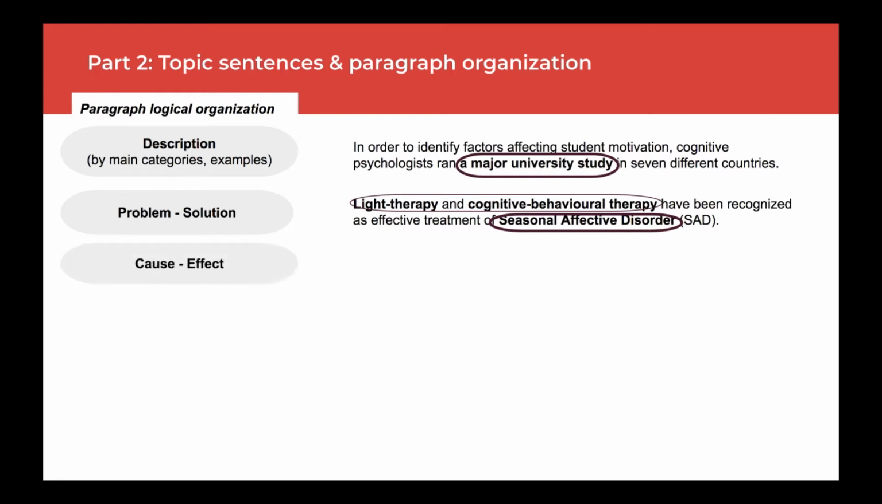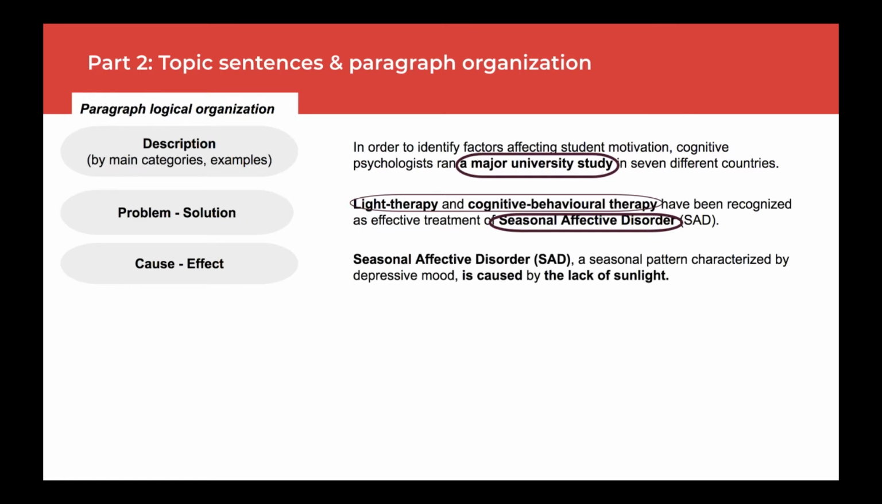The next one is cause-effect. Cause-effect is a very common one, yet sometimes it's very difficult to recognize, and you should be looking for some verbs that are typical for a cause-effect relationship. Let's look at an example. Again, we are here with the seasonal affective disorder, which is a seasonal pattern characterized by depressive mood, is caused by the lack of sunlight. So the verb is caused automatically suggests that we are within this type of logic.